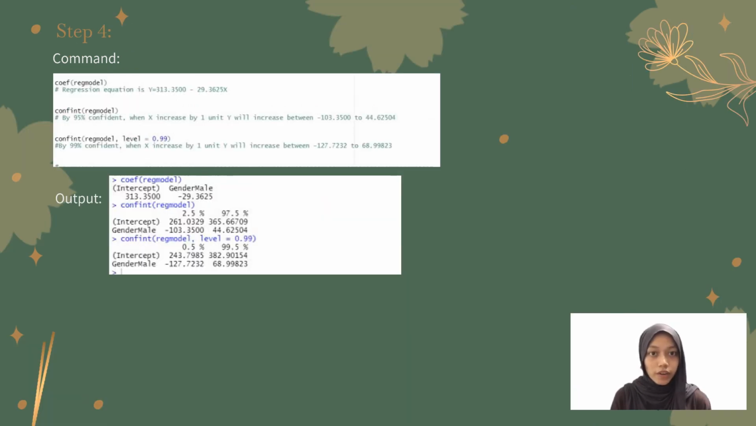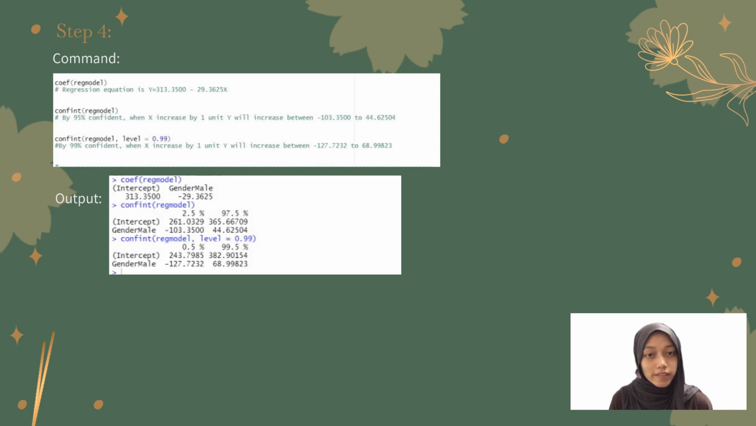Besides, we also find the coefficient of the regression model. We write the command coef, open bracket, rig model, end bracket, and we get the regression equation y equal to 313.3500 minus 29.3625x. For the confidence interval for regression, we can define that by 95% confident.